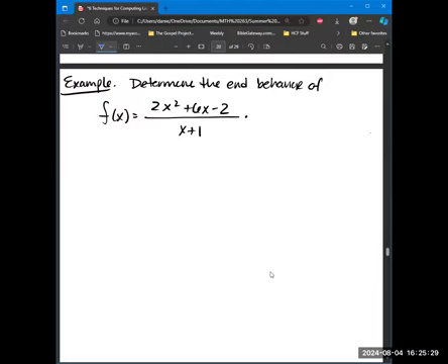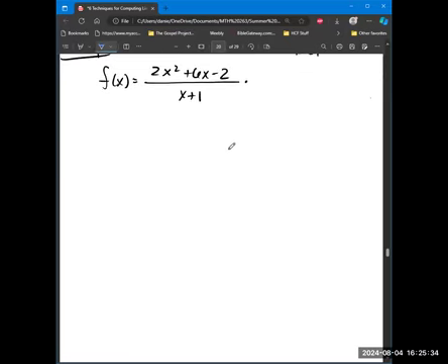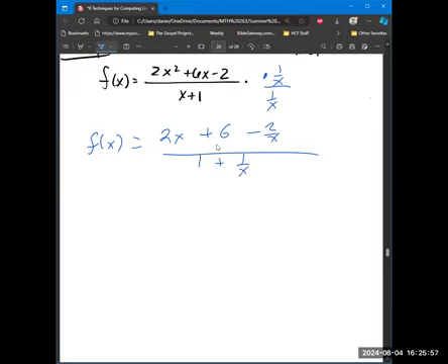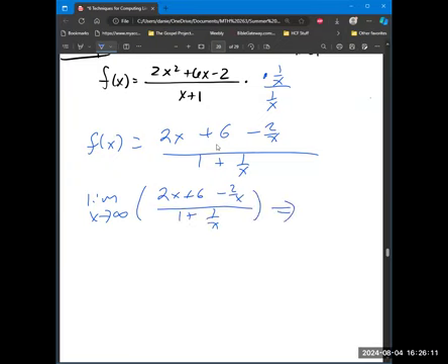Now the degree of the top is greater than the degree of the bottom. We're going to have to use long division, or you can split it up and let's just multiply everything by 1 over x and 1 over x. So f of x is equal to 2x plus 6 minus 2 over x over 1 plus 1 over x. The limit of this as x goes to infinity is actually going to approach 2x plus 6. And if we look at that, we're going towards positive infinity here. So that limit does not exist really.